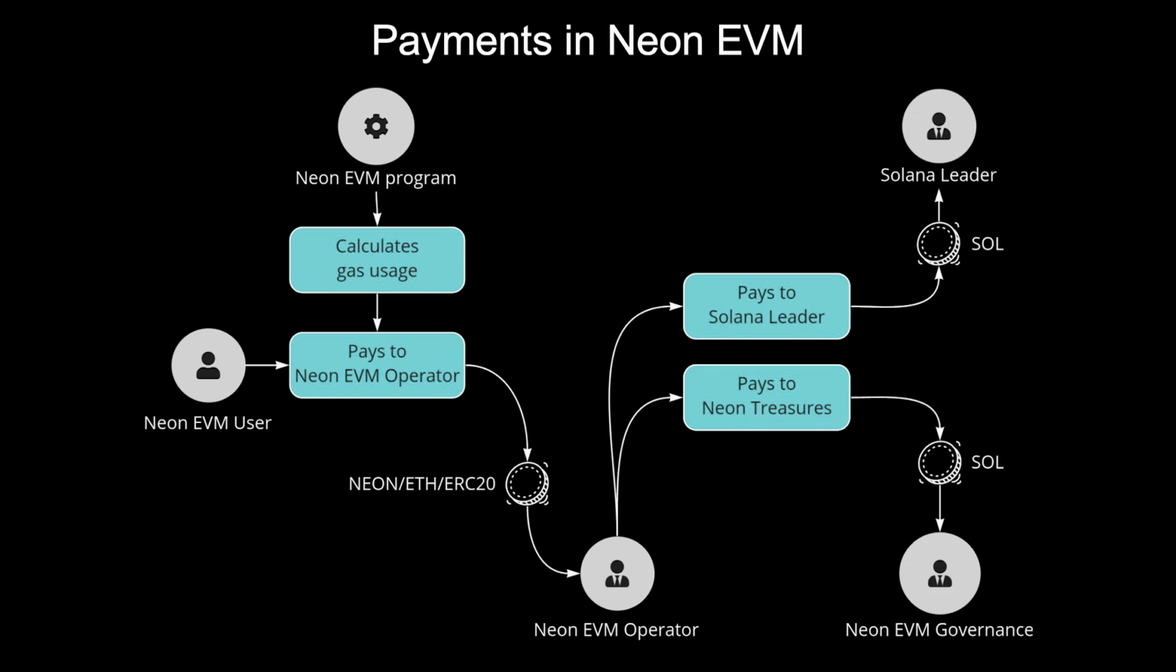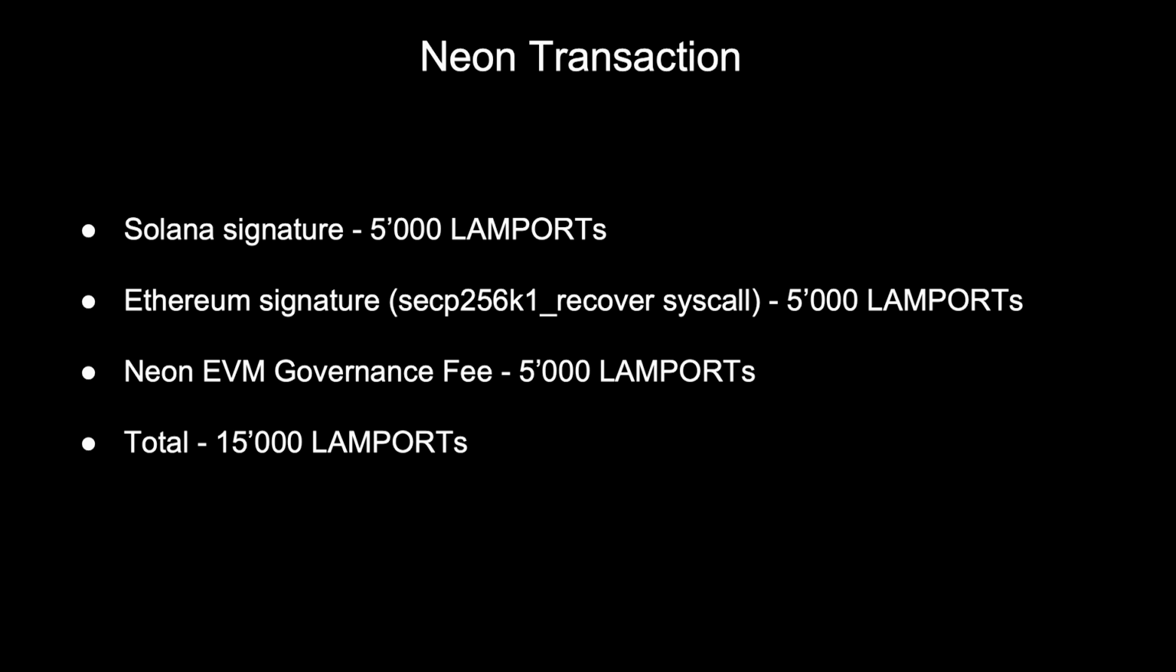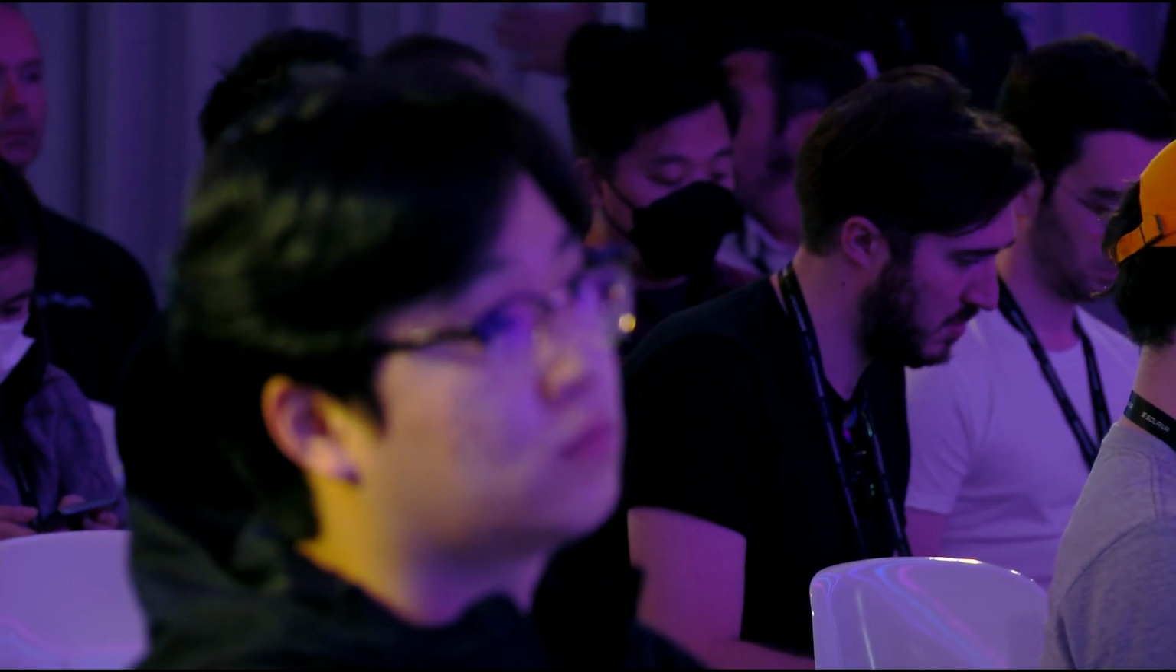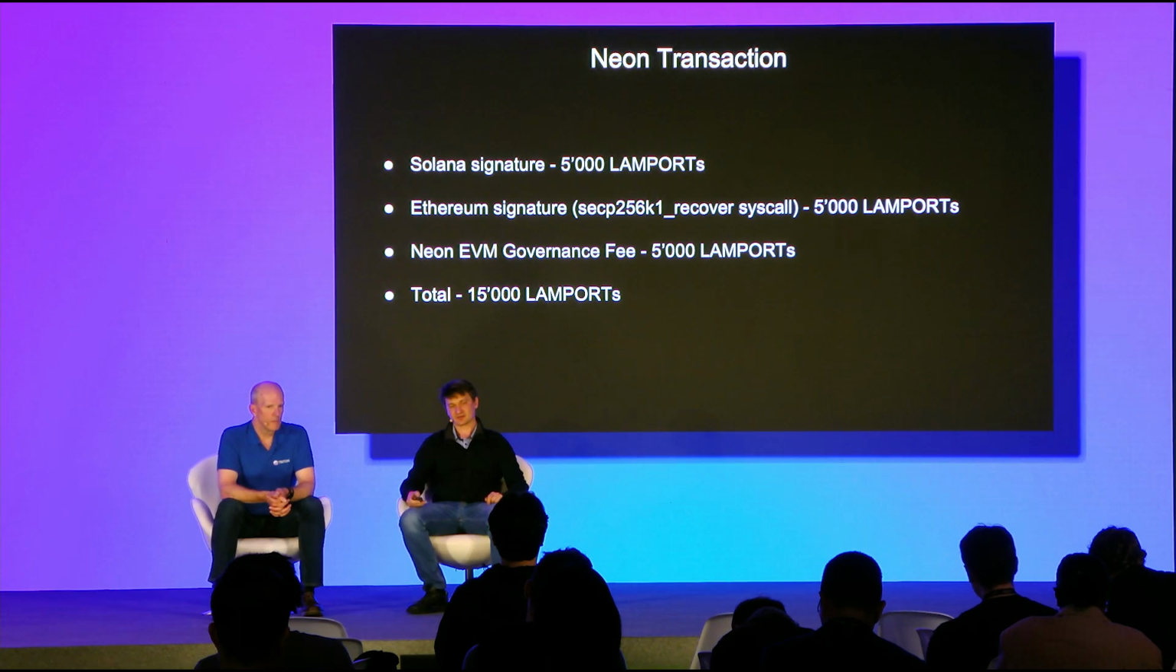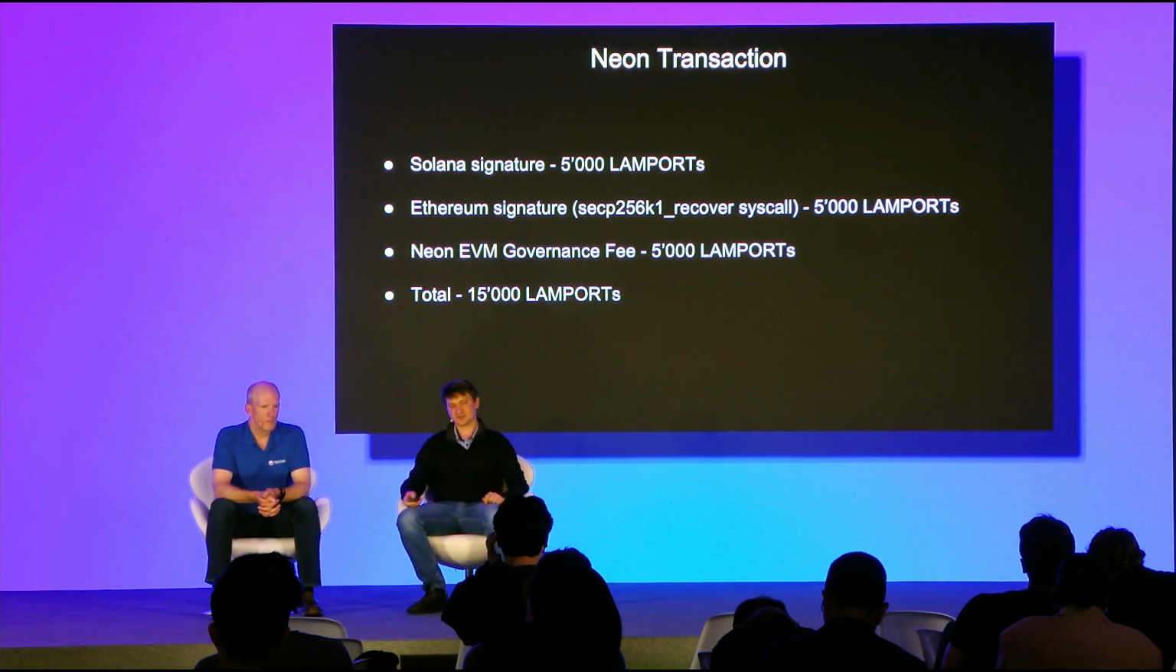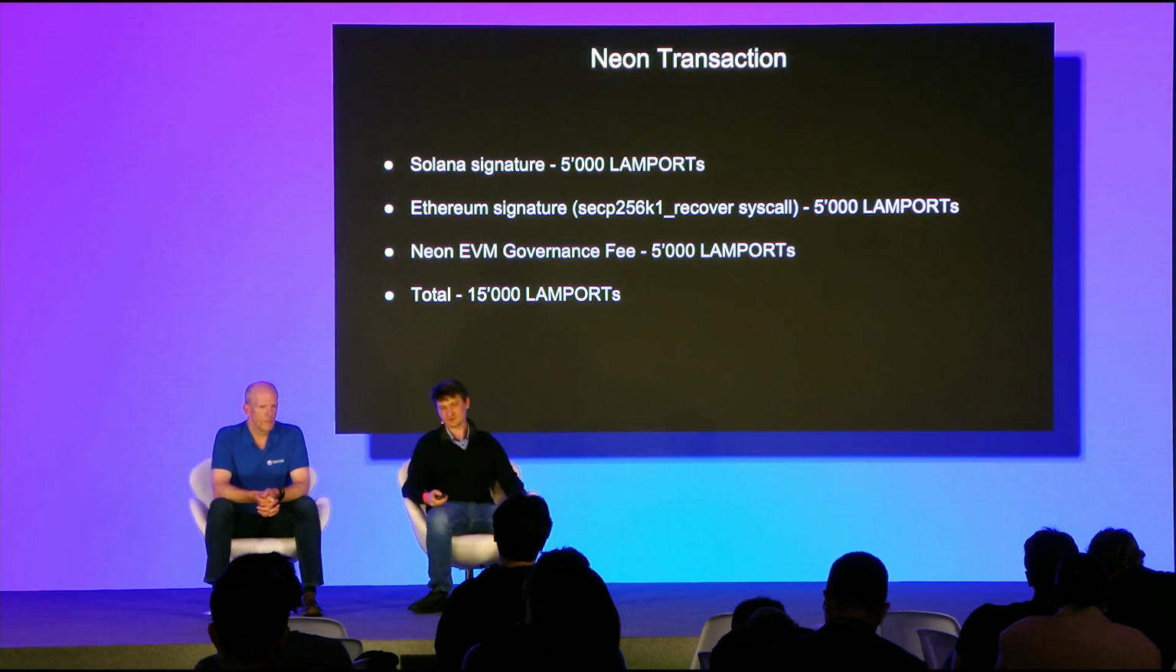Let's see how much money is required for transactions. A Neon transaction requires paying to check the Solana signature from the Neon operator, the Ethereum signature from the user, and there should be the fee to Neon EVM governance. The total price you can see is 15,000 lamports for one transaction.